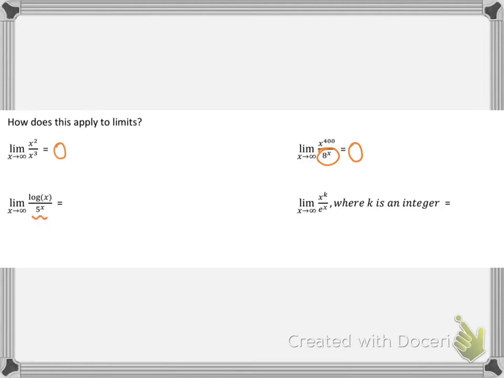For the same reason, this one's bigger on the bottom. And the one on the lower right-hand corner, exponential on the bottom. This is just a polynomial. It's like x to any power, like x to the 5,000, x to the 3. We don't know what that power is. It's just an integer. So it's bigger on the bottom because of this exponential function. And so that one's going to be 0.